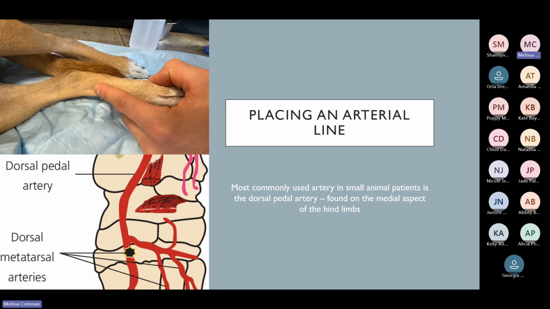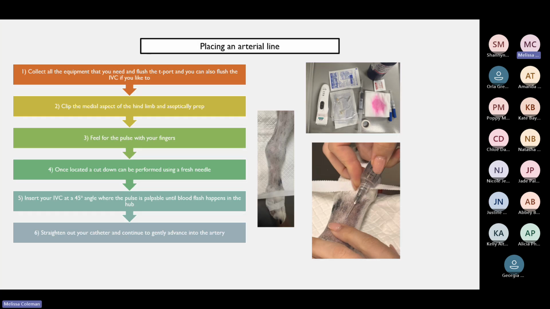So once placed, the catheter is connected to a non-compliant fluid-filled line and then to the pressure transducer. And you just have to make sure it's nicely secured, but I will just quickly go through the steps of how you actually place one.